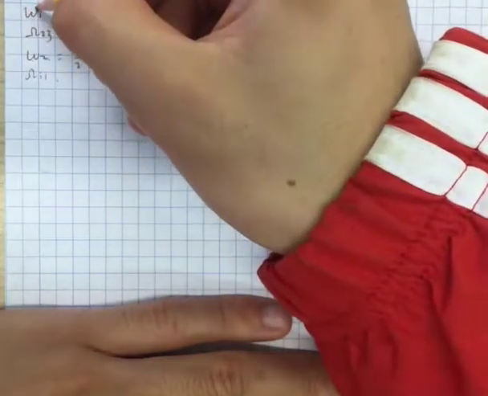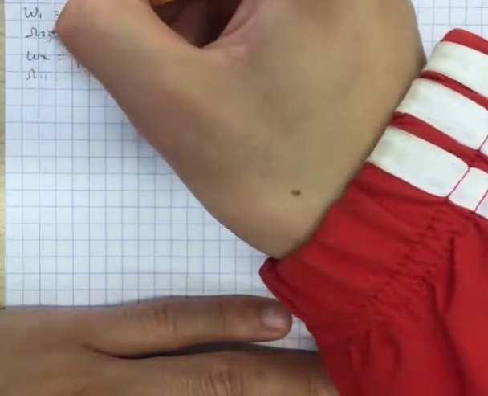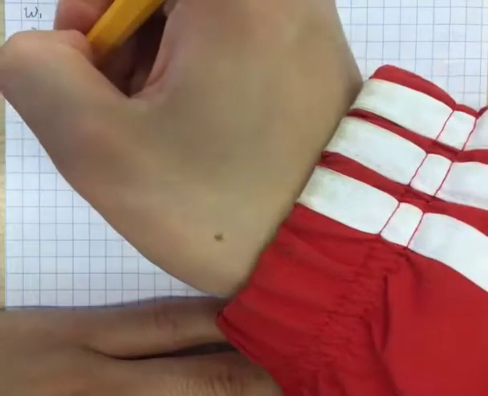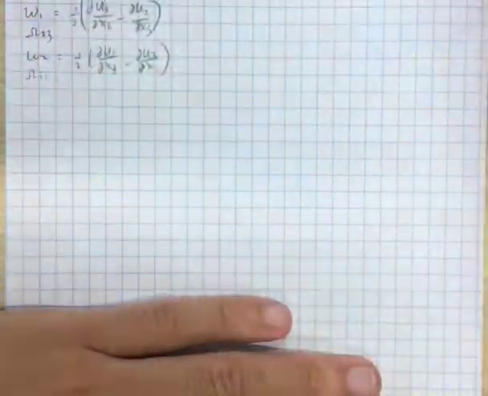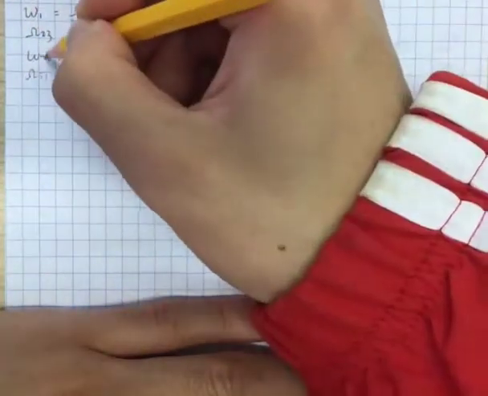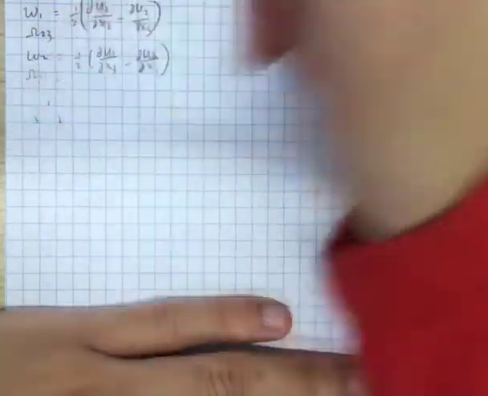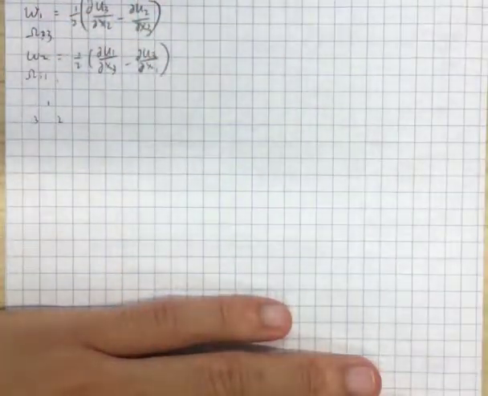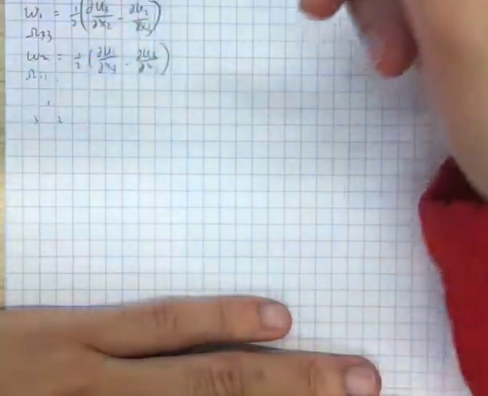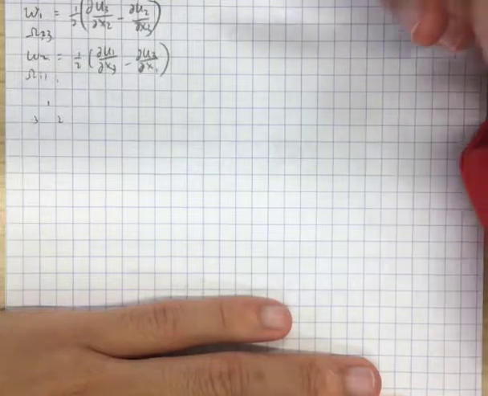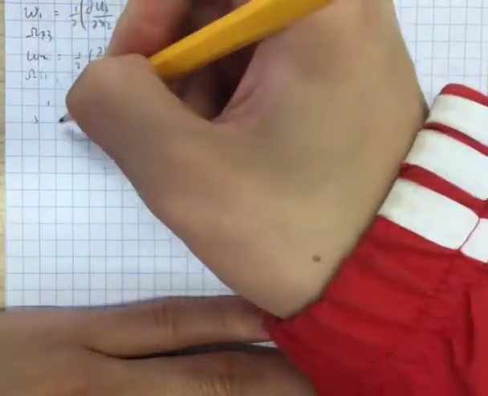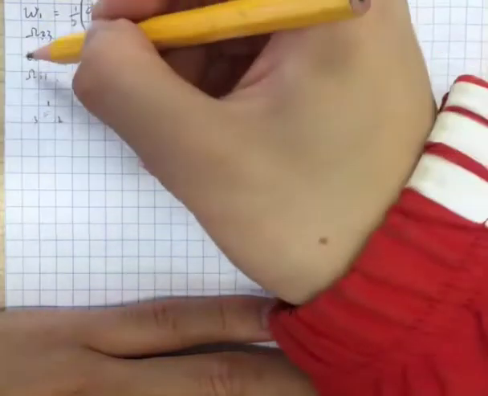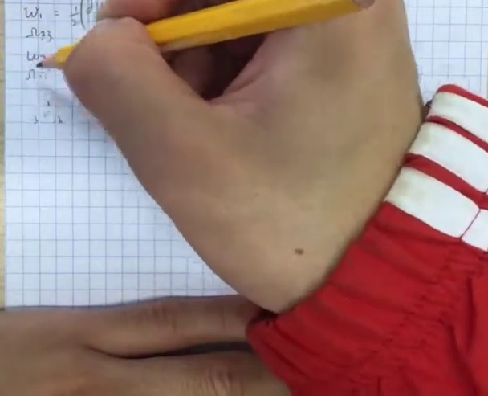So if the index of the lowercase omega and the two indices of the capital omega will form a clockwise permutation, say here 1, 2, 3, or here 2, 3, 1, right? 1, 2, 3, 2, 3, 1. Then they will be of the same sign. But if they form a counterclockwise permutation, then they will have the minus sign. Say 2, 1, 3, right? 2, 1, 3. This will be a counterclockwise permutation. So omega 2 will equal minus omega 1, 3.